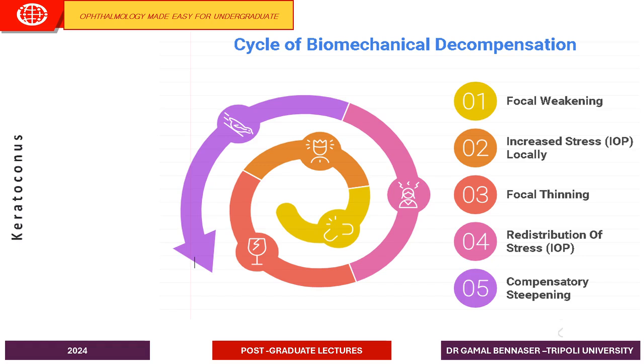So as you can see, this is a vicious circle started by a focal weakening due to a defect in the biomechanical decompensation or biomechanical derangement in the content of the cornea, and it ends up with this steepening. Another thing, as I said, the structural changes will precede the functional changes. Even in the stage of biomechanical decompensation, still the vision is very good and excellent. And as a result of this leading to thinning of the cornea, still the vision is good. At that stage, still the vision is good.